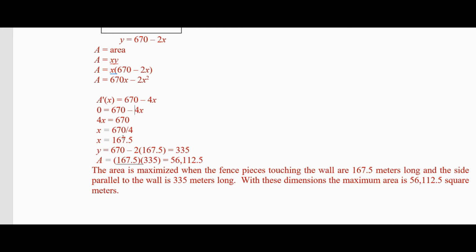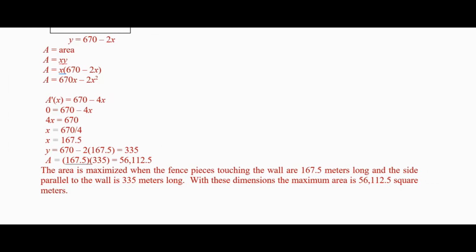Then you do x times y, and you get this number here. So it turns out that the area is maximized when the fence pieces touching the wall are 167.5 meters long, and the side parallel to the wall is 335 meters long. And with these dimensions, the maximum area is 56,112.5 square meters.